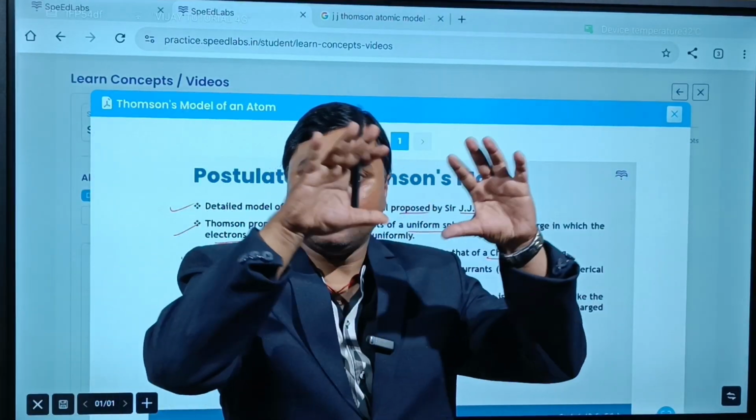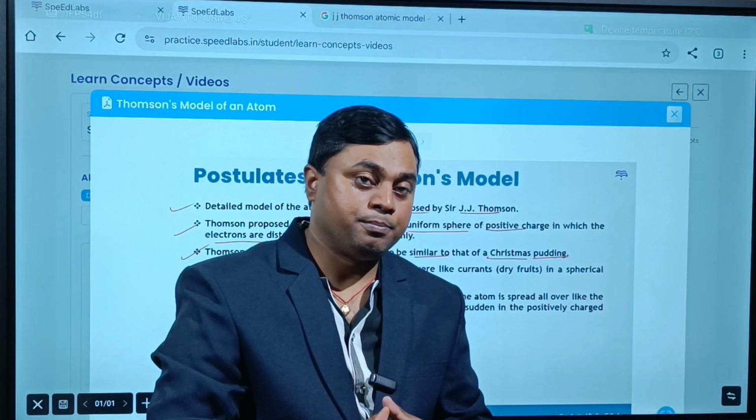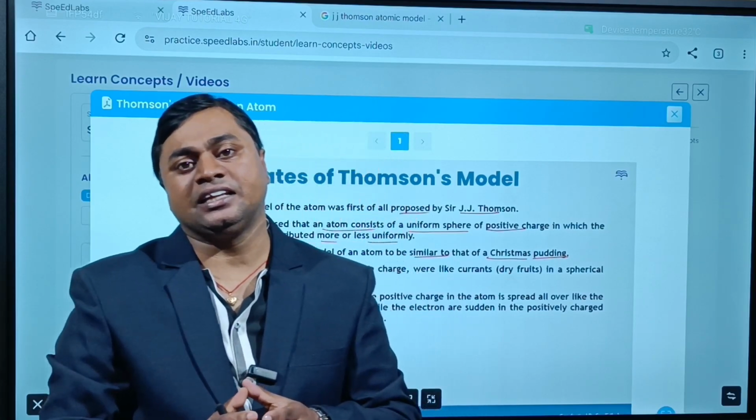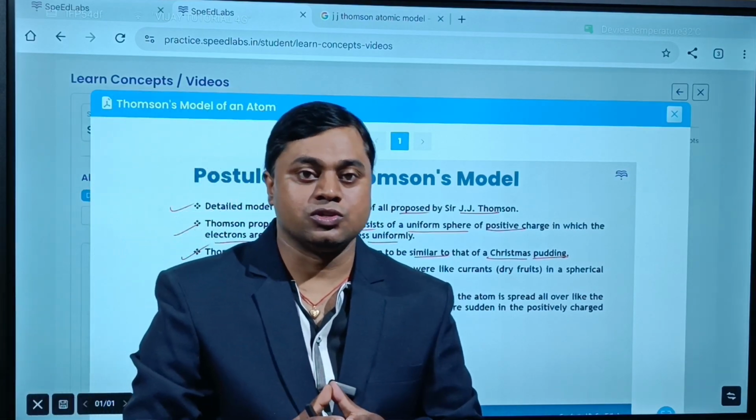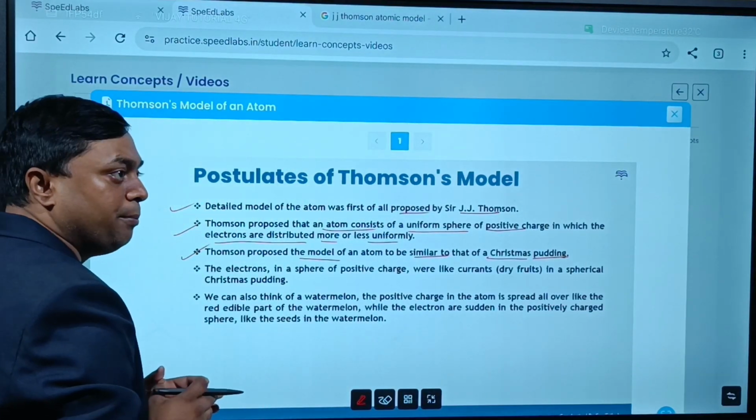Okay, you know the watermelon, right? So the reddish part you can assume as the positive part, the positive sphere, in which the black seeds are there, which you can assume as the electrons. Is it clear? So that is popularly called the watermelon model.